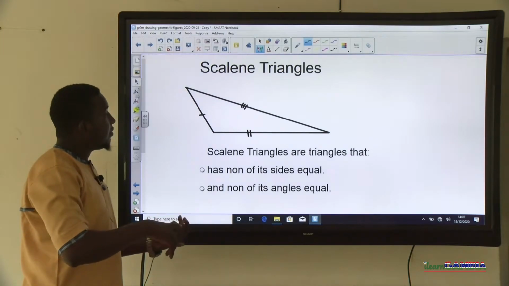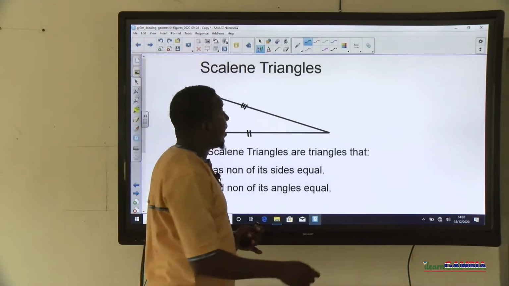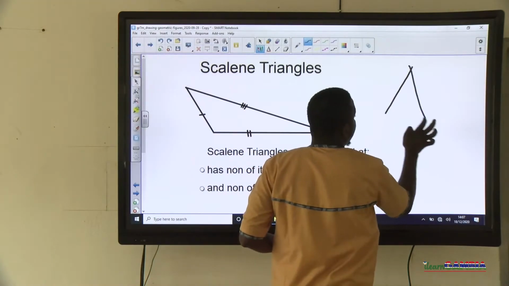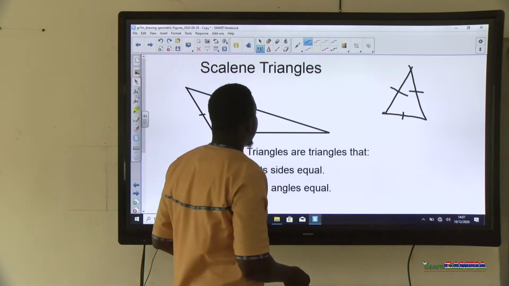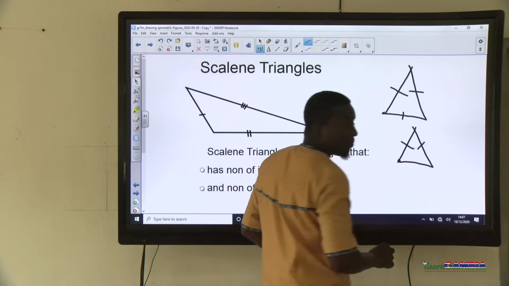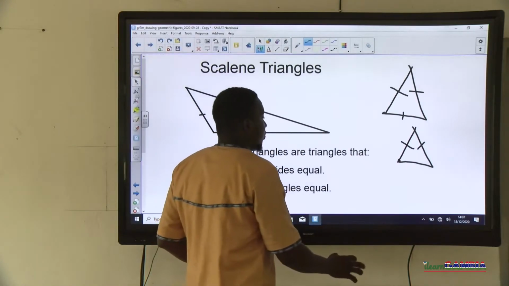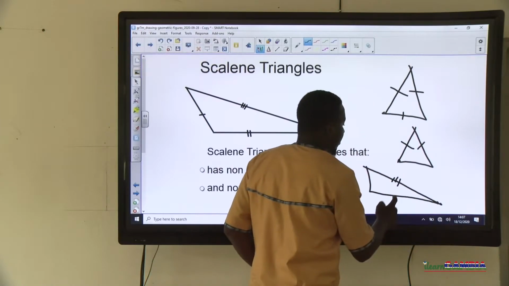It is different from the equilateral triangle, where we have all the sides equal. It is also different from the isosceles triangle, where we have two of the sides equal. Now we come to the scalene triangle, where none of the sides are equal.